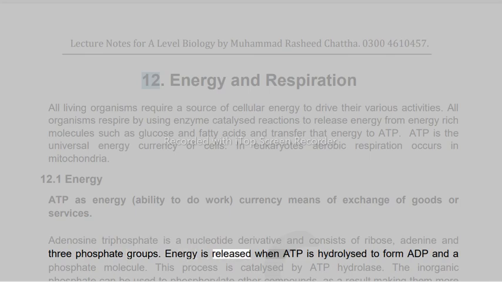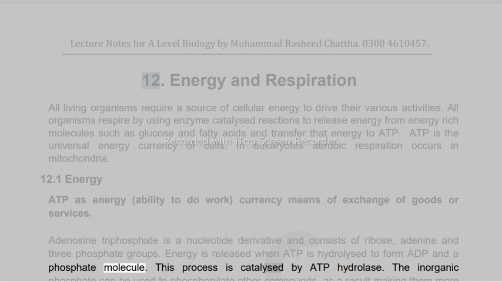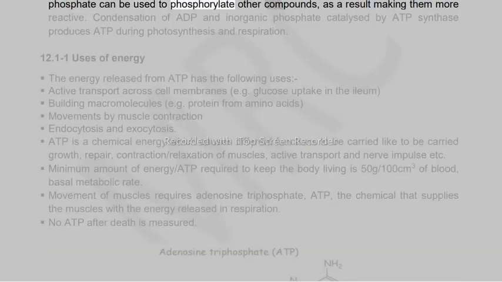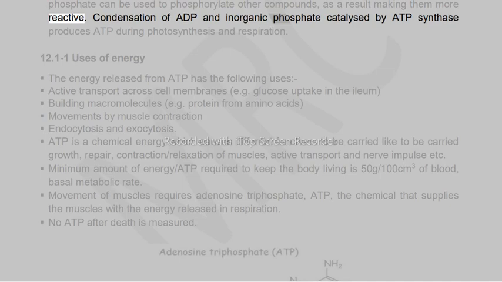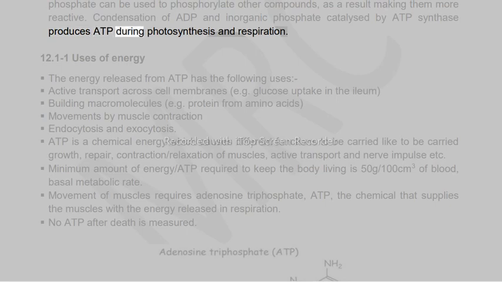Energy is released when ATP is hydrolysed to form ADP and a phosphate molecule. This process is catalyzed by ATP hydrolase. The inorganic phosphate can be used to phosphorylate other compounds, as a result making them more reactive. Condensation of ADP and inorganic phosphate catalyzed by ATP synthase produces ATP during photosynthesis and respiration.